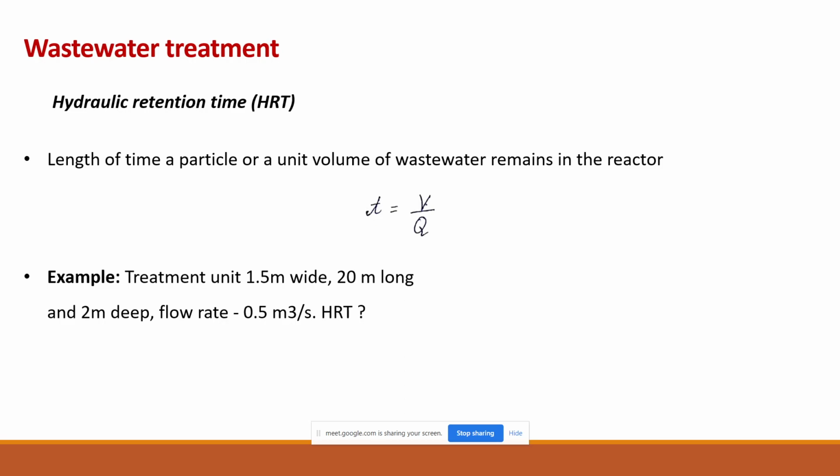See, all the dimensions are provided. The flow rate is provided. You have to calculate the HRT, which is simply V by Q. That is the volume of the reactor divided by the flow rate of the water, or the wastewater flow rate. Calculate the HRT and convert it into minutes.